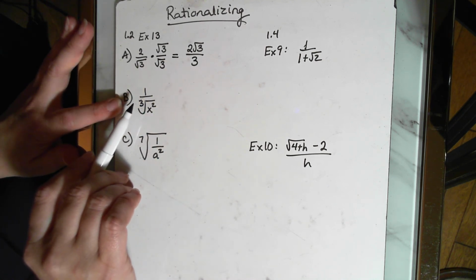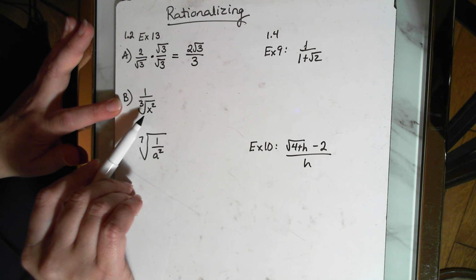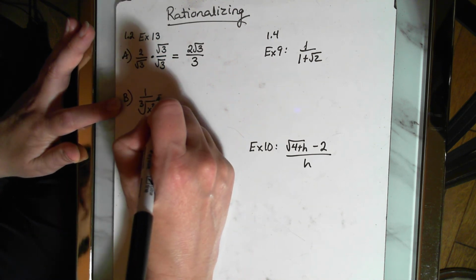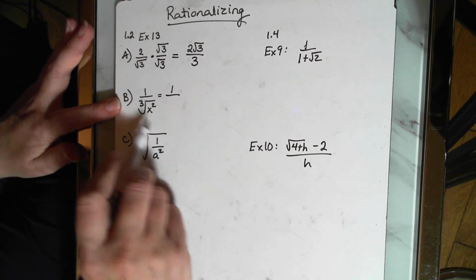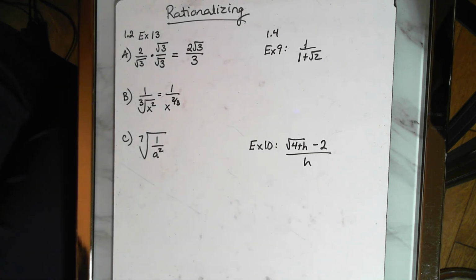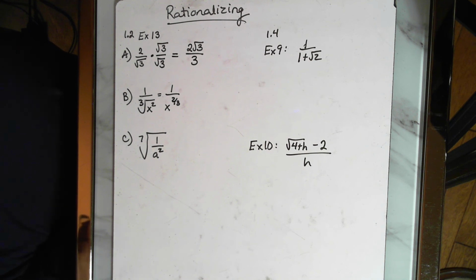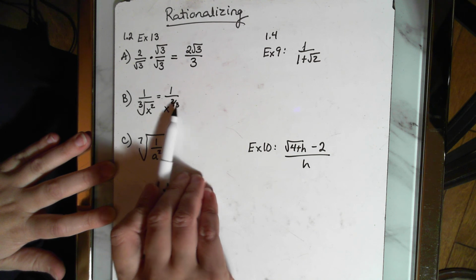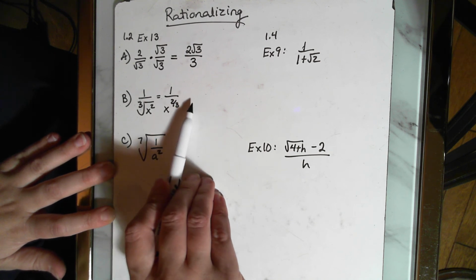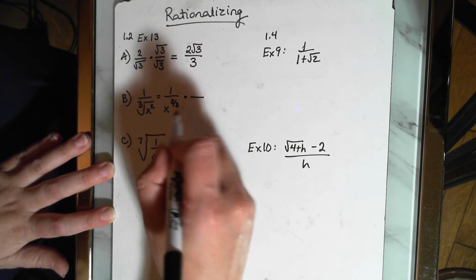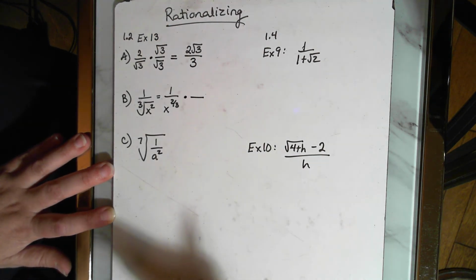In part B, it's no longer a square root. So I actually really like writing this as a fractional exponent because it helps me to see what I should multiply by. So this is x to the 2/3. So when I multiply by another fraction, I'm going to look for something that when added to 2/3 equals 1. So it's 2/3 plus what equals 1. Because that's my goal. My goal is to get rid of that fraction and turn it into a whole number.